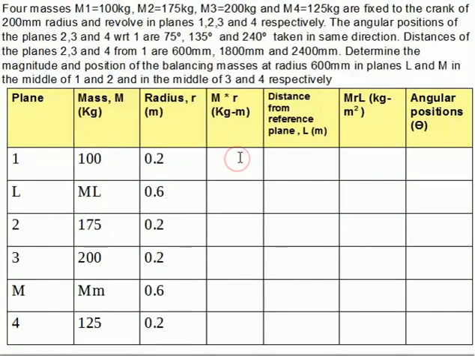In the fourth column, we'll write the product of mass and radius. So here 100 into 0.2 you will get 20. 0.6 times mL. Here 175 into 0.2 you will get 35. This will be 40. 0.6 times mM, and the last value will be 25.